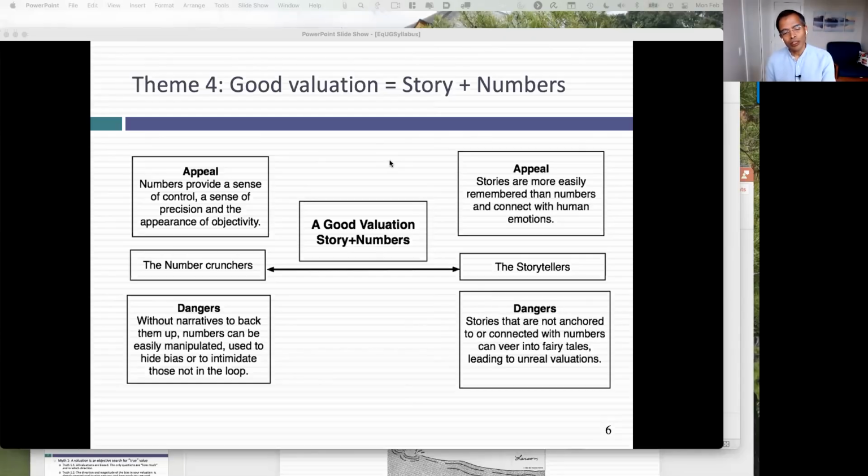So if I asked you which of these two groups is going to have an easier time with this class, and many of you already selected, I hope, number crunching or storytelling. Who do you think is going to have an easier time with this class, the number crunchers or the storytellers?